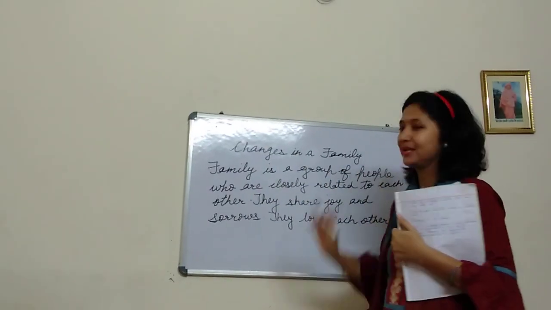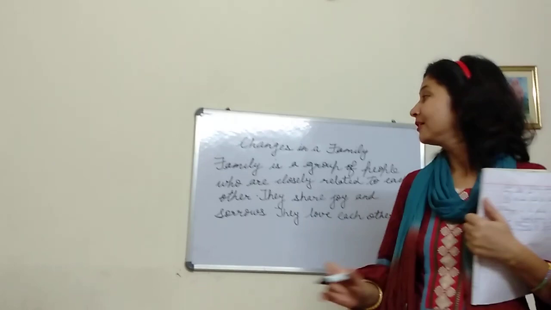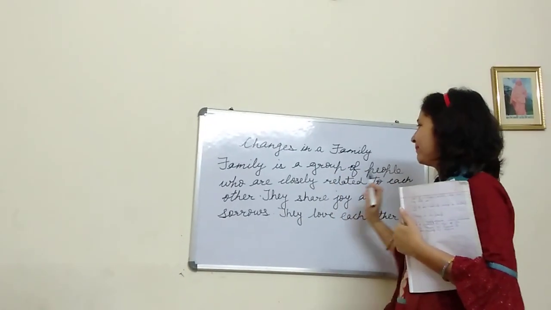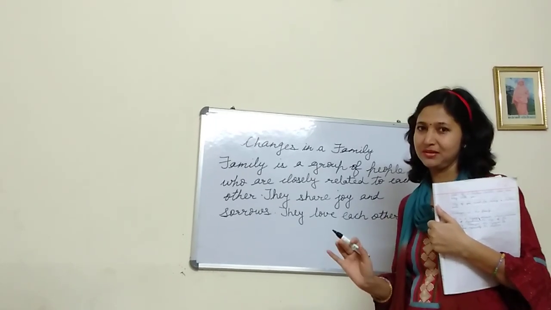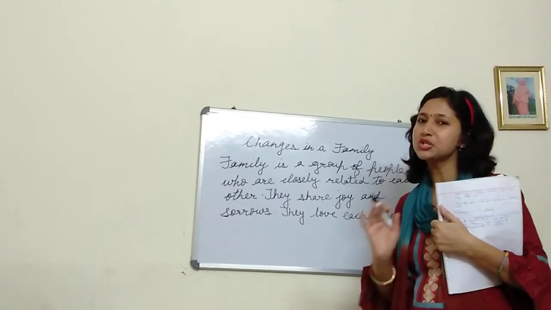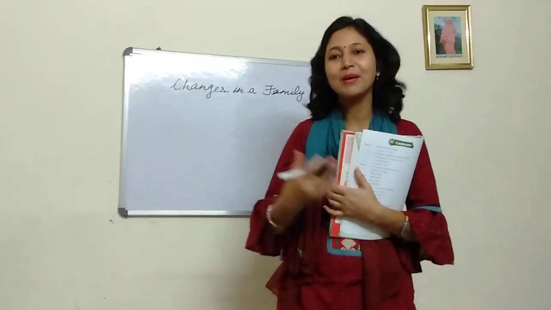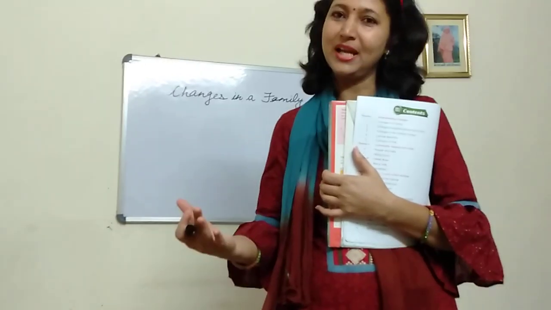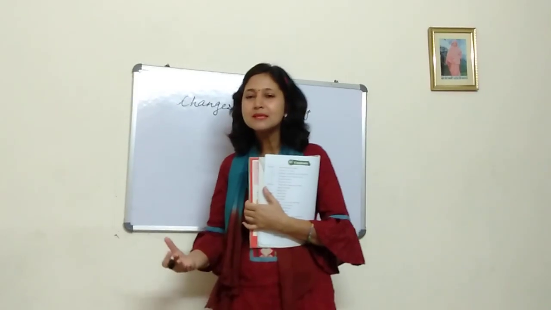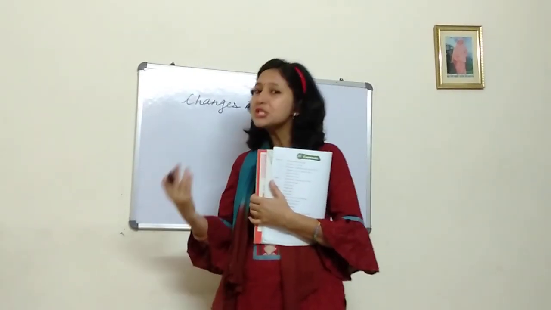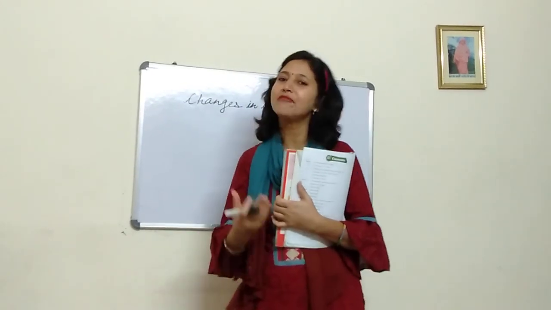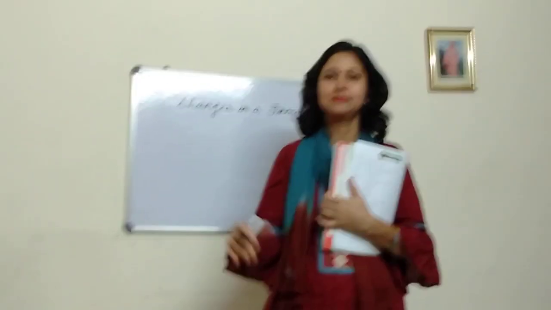changes in a family. Now, what is a family? Family is a group of people who are closely related to each other. They love each other. They share their sorrows and joys together. Family is the first school of life. It teaches us moral values like tolerance, sharing, cooperation. We learn, we eat together, we laugh together, and we pray together in a family.